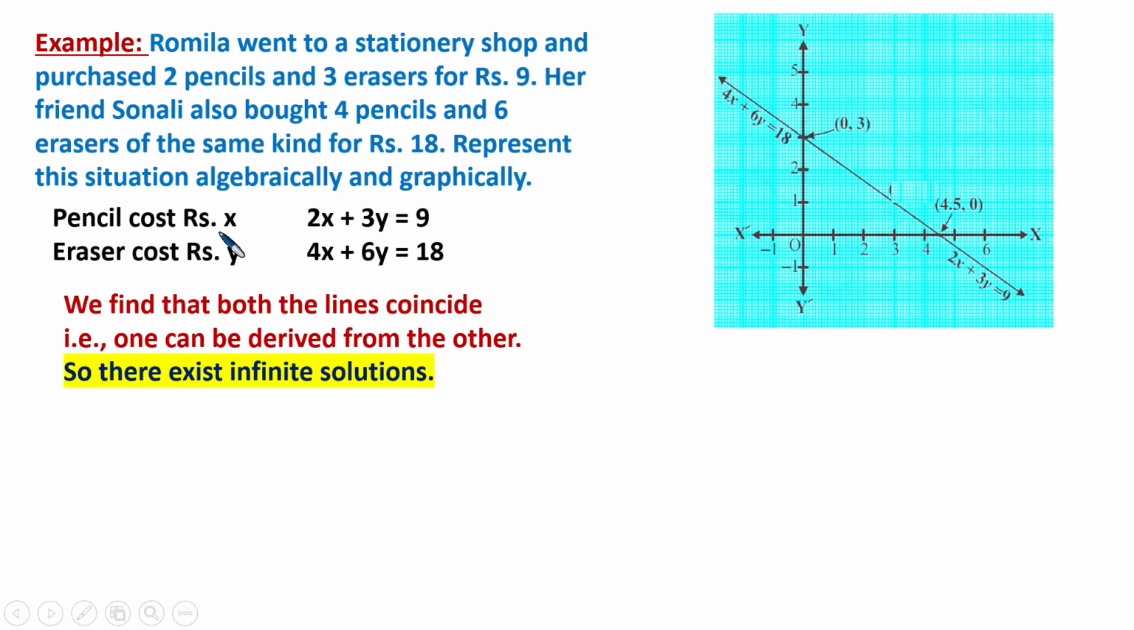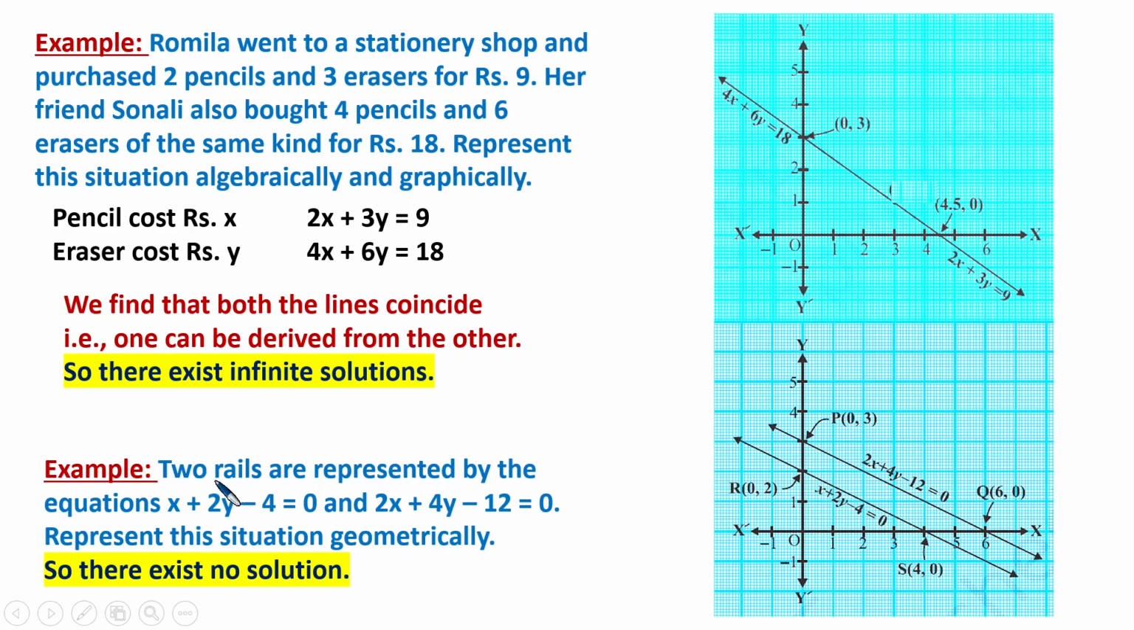Okay. So say a pencil costs ₹x and an eraser costs ₹y. So 2 pencils: 2x plus 3y is equal to 9, ₹9, and this is 4x plus 6y is equal to 18. But you see here, if you multiply by 2, this becomes 4x, 6y and 18. So both are the very same. So you have many solutions. We find that both lines coincide, that is, one can be derived from the other. I can derive this equation from this by multiplying by 2. So there exist infinite solutions.